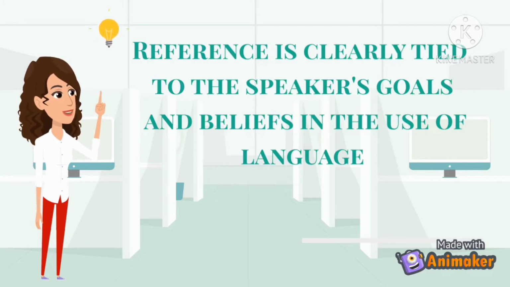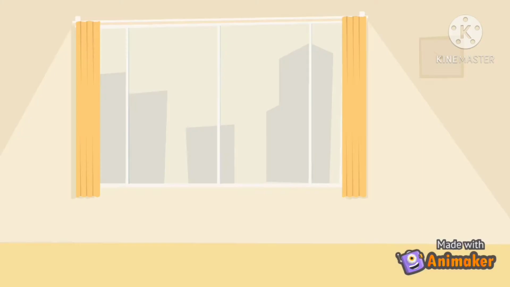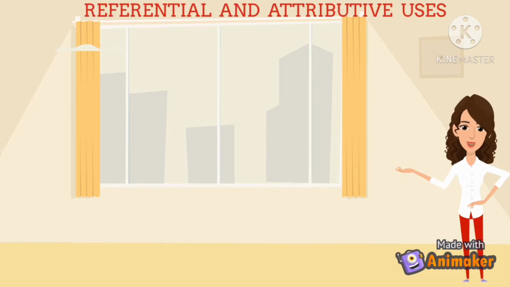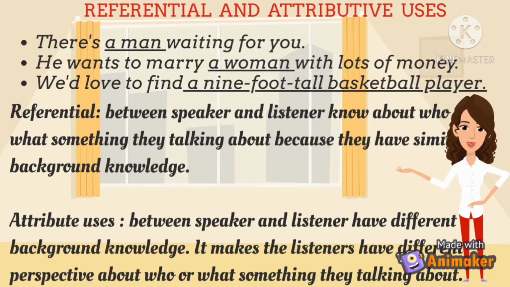Reference is clearly tied to the speaker's goals and beliefs in the use of language. Now is the part of referential and attributive use. There is a man waiting for you. He wants to marry a woman with lots of money. We'd love to find a 9-foot-tall basketball player.